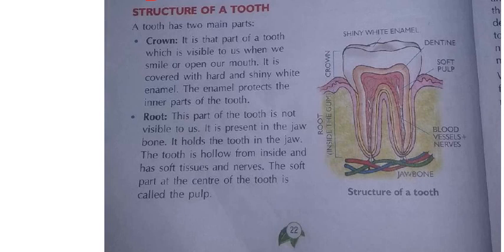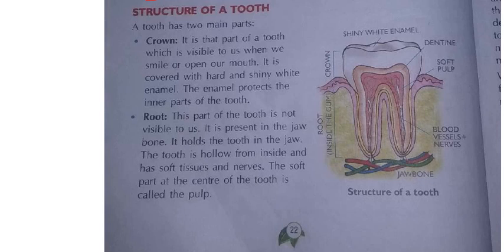In the previous class we started the second lesson. What is our lesson name? Teeth and microbes. In the last class I told you about two sets of teeth, that is temporary teeth and permanent teeth, and the types of permanent teeth, that is incisors, canines, premolars and molars.